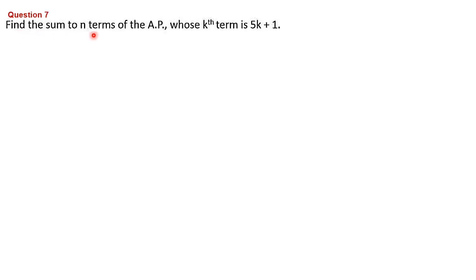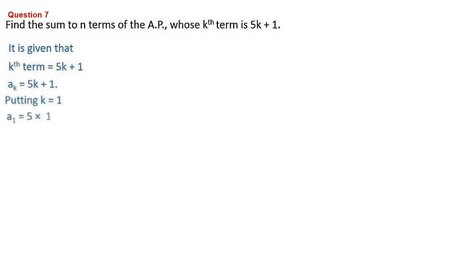Next we shall discuss the 7th question. Find the sum to n terms of the AP whose kth term is 5k plus 1. Sum of n terms of the AP we have to calculate. Here the kth term is given as 5k plus 1, that means ak is equal to 5k plus 1. Instead of k, if you put 1, you will get the first term. Instead of k, if you put 2, you will get the second term, and so on.